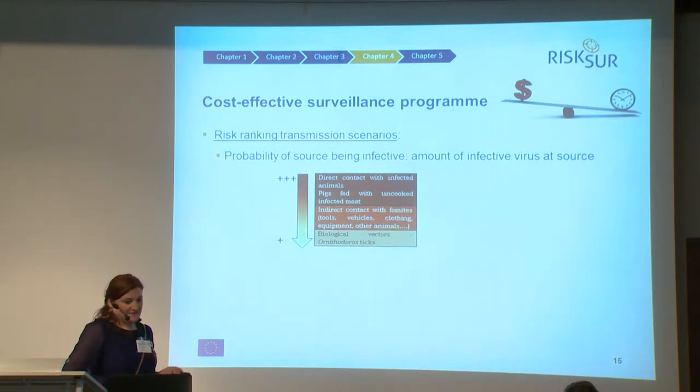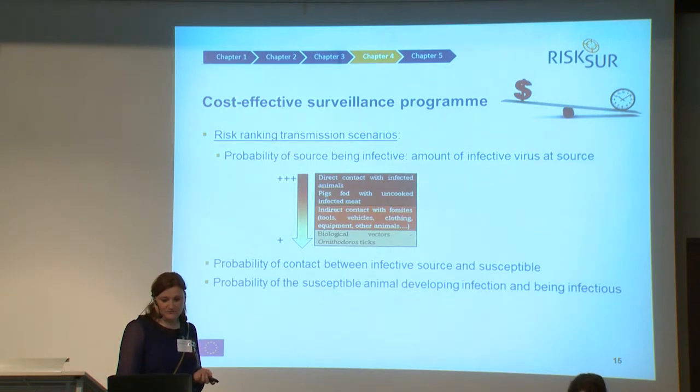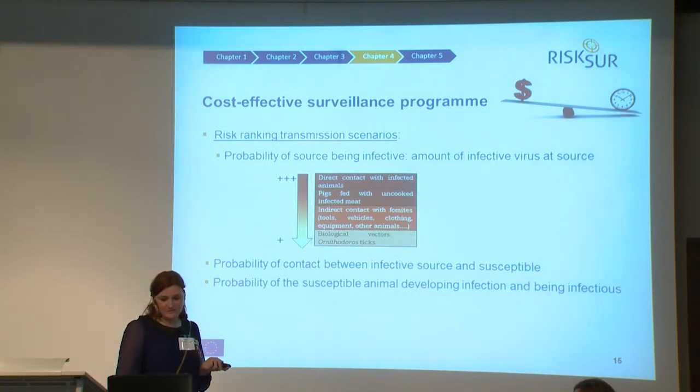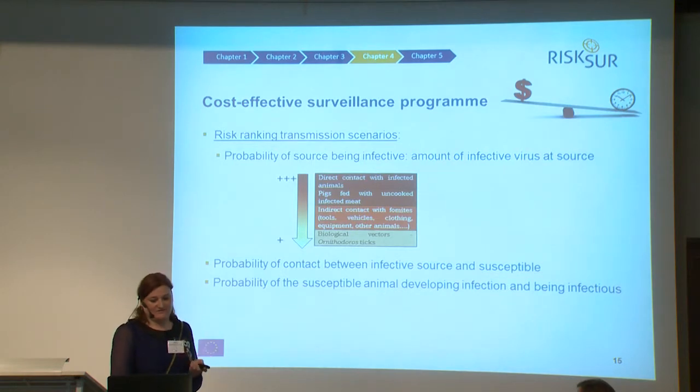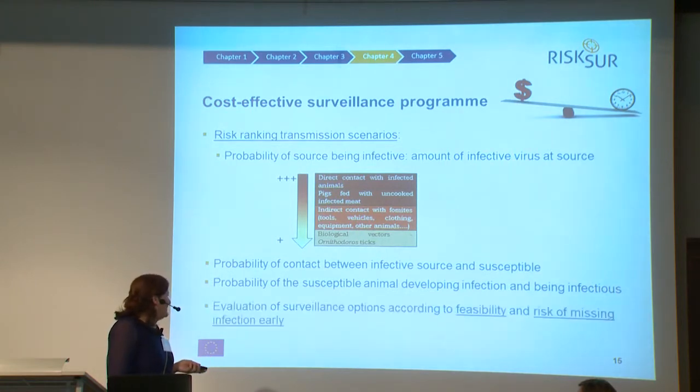is the probability of the source being infective. Now, this will depend on the epidemiology of the disease. There will be different amounts of virus being shed by the different routes, that could be ranked qualitatively. Then there is the probability of contact between an infective source and a susceptible animal, that will be country-specific depending on the different conditions. The probability of the susceptible animal developing infection and being infectious is also dependent on the condition of the animal, etc. And then the evaluation of the surveillance options according to feasibility and the risk of missing the infection early.